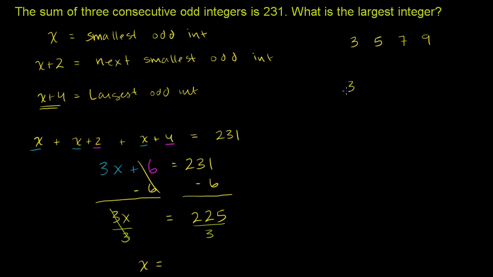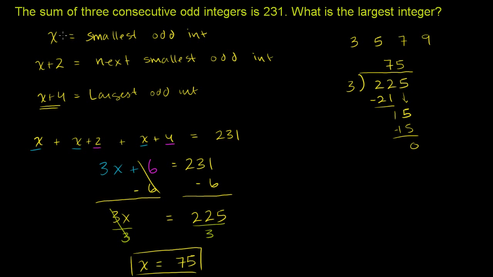Let me do it over here. So 3 goes into 225. It goes into 22 7 times. 7 times 3 is 21. 22 minus 21 is 1. Bring down the 5. 3 goes into 15 5 times. 5 times 3 is 15. Subtract, no remainder. So 225 divided by 3 is 75. So the smallest of the odd integers is 75.